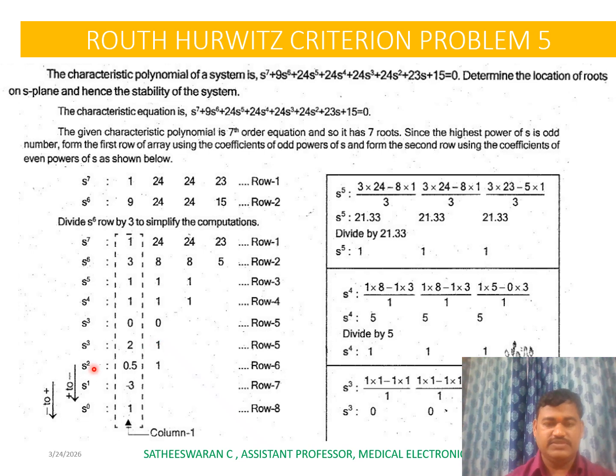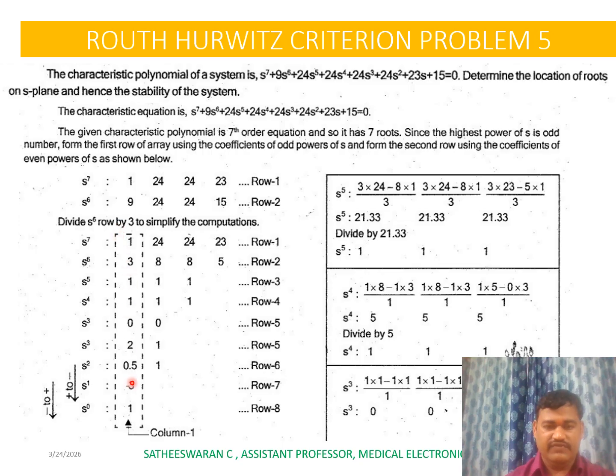You have to compute the s power 2 row. 2 into 1 minus 1 into 1 by 2, value 2 minus 1 by 2, value 0.5. Then again 2 into 1 minus 0 divided by 2, value 1. You have to compute the s power 1 row. S power 1 row: 0.5 into 1 minus 2 into 1, value minus 1.5 by 0.5, value minus 3. S power 0 can be calculated as minus 3 into 1 minus 0 by minus 3, value 1.